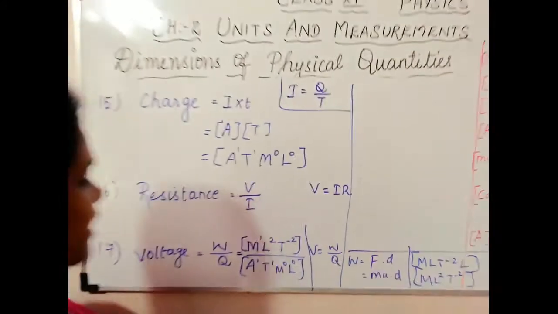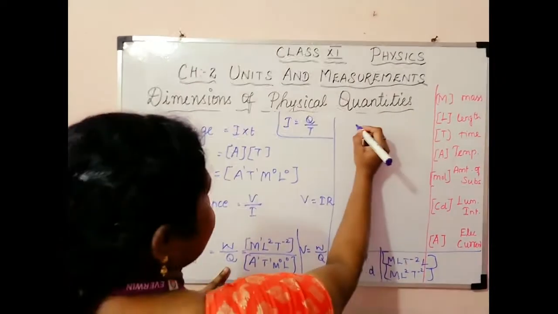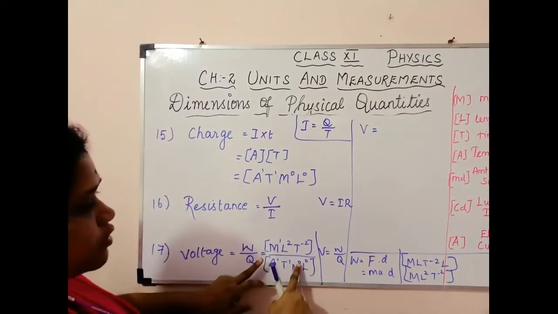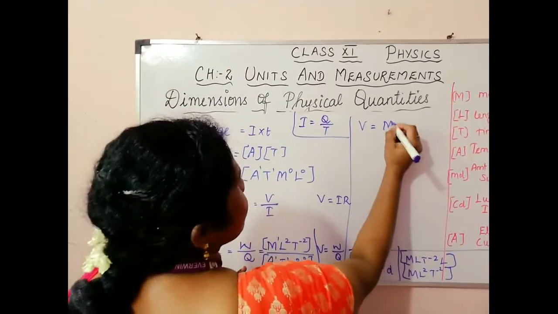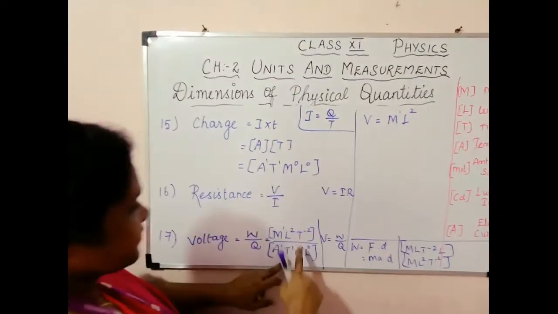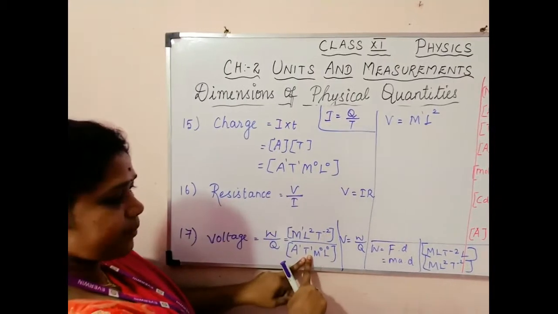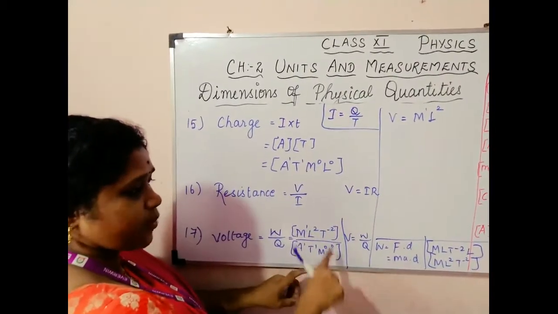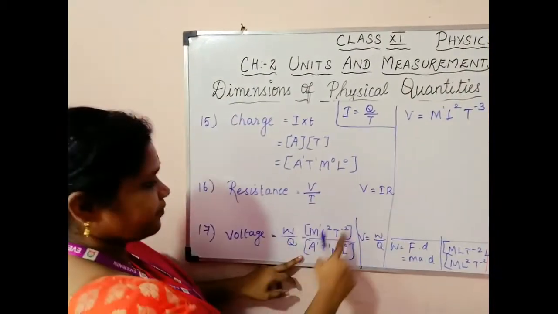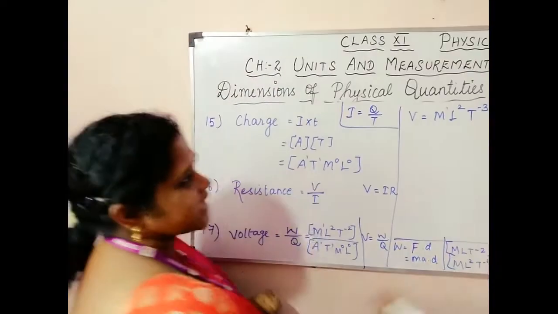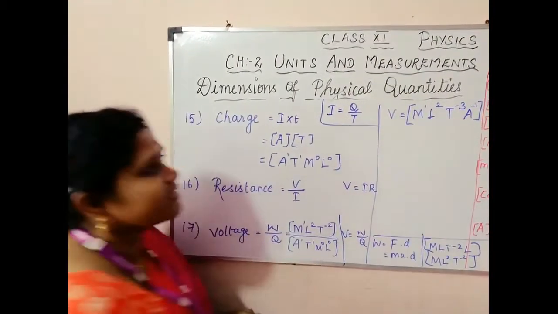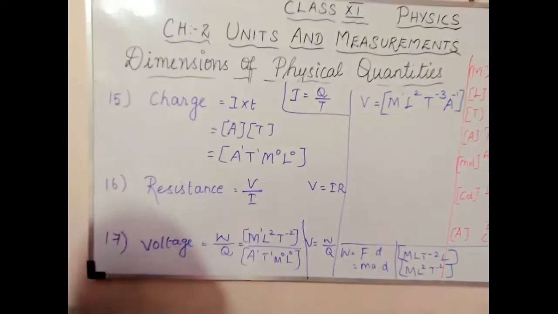So this can be written as voltage V is equal to M power 1, L power 2, T power minus 3, A power minus 1. So this is the dimensional formula for voltage.